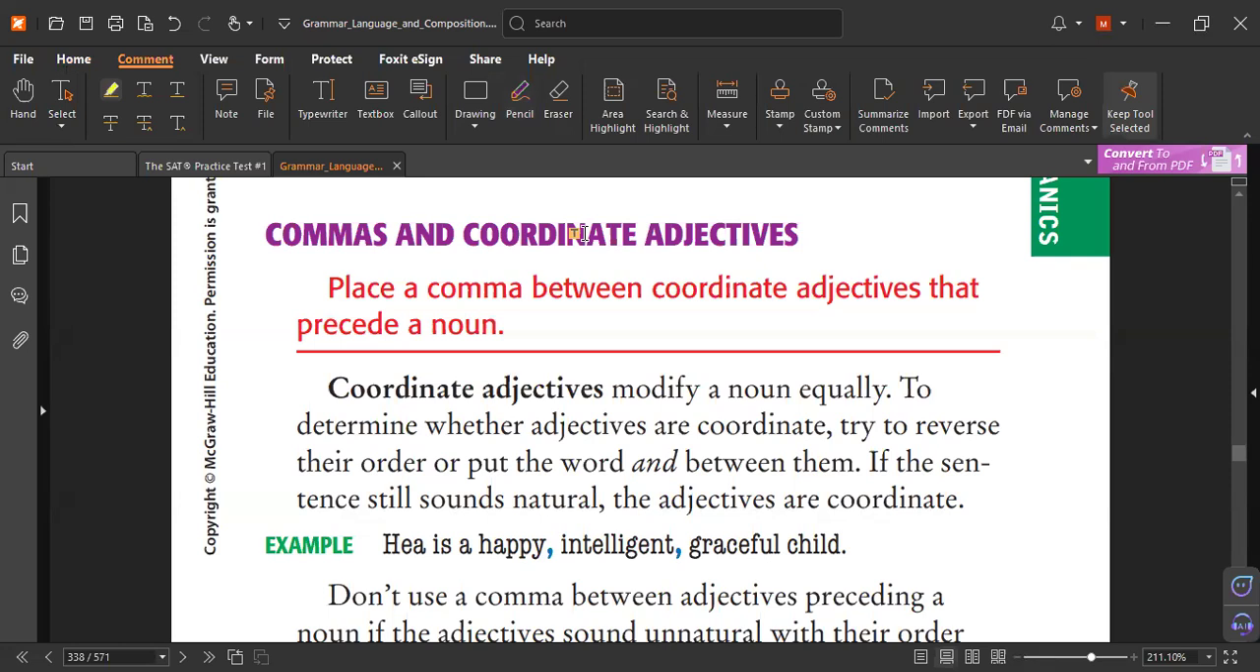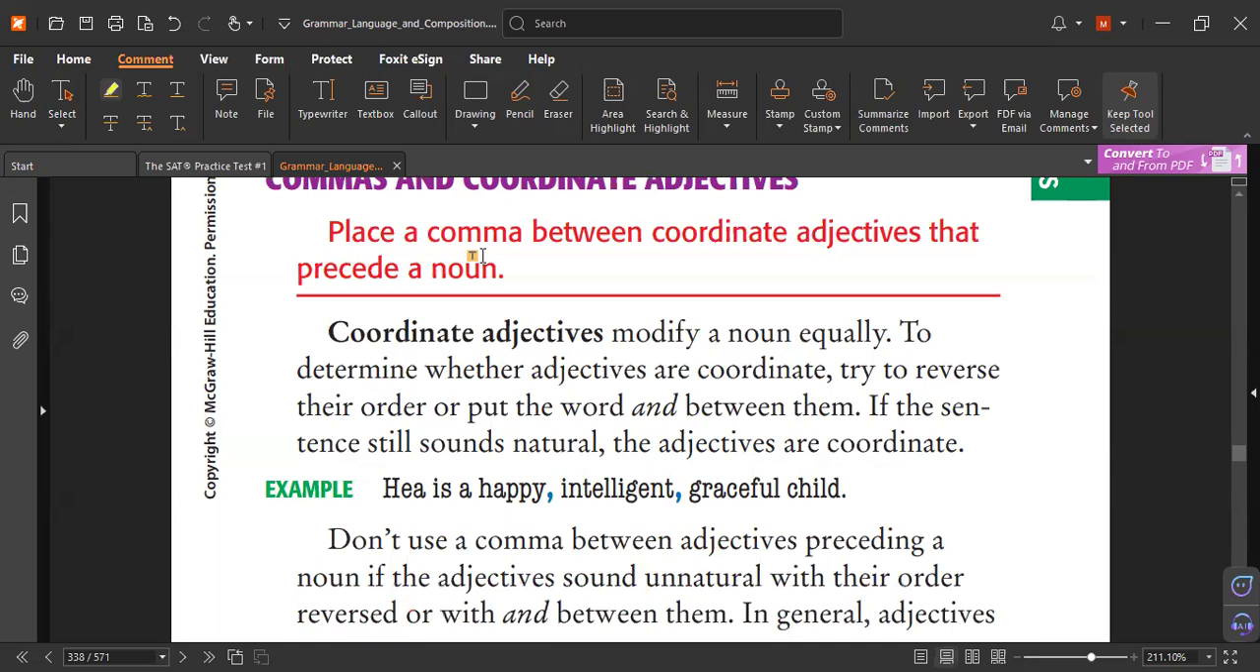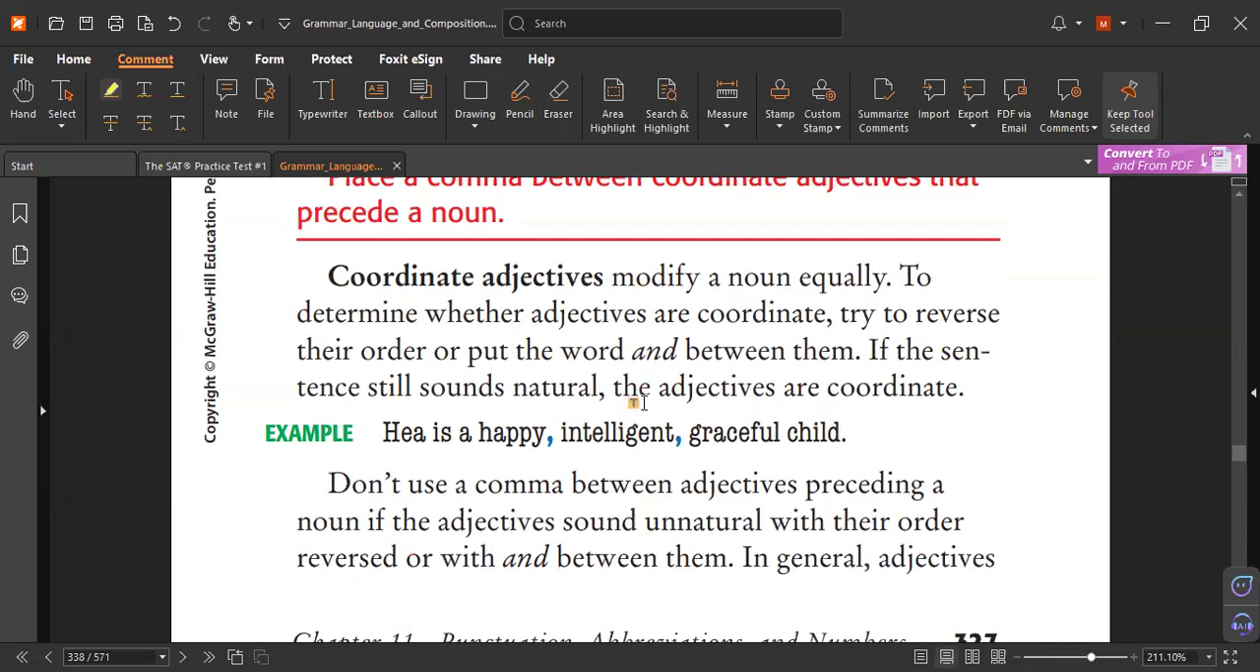Now the third use of commas: coordinate adjectives. This one comes in your test. Coordinate adjectives modify a noun equally. It means if you change the order of the adjectives, it gives you the same meaning. So if I change these adjectives, intelligent and graceful, I get the same meaning. If changing gives you the same meaning, you can use commas between them. But remember, we don't use and.